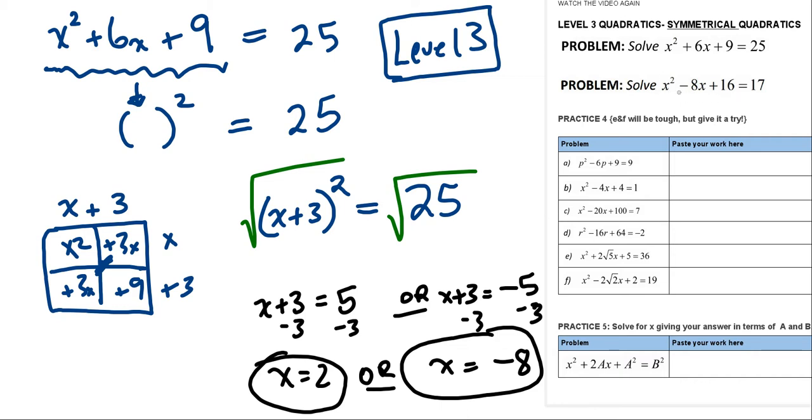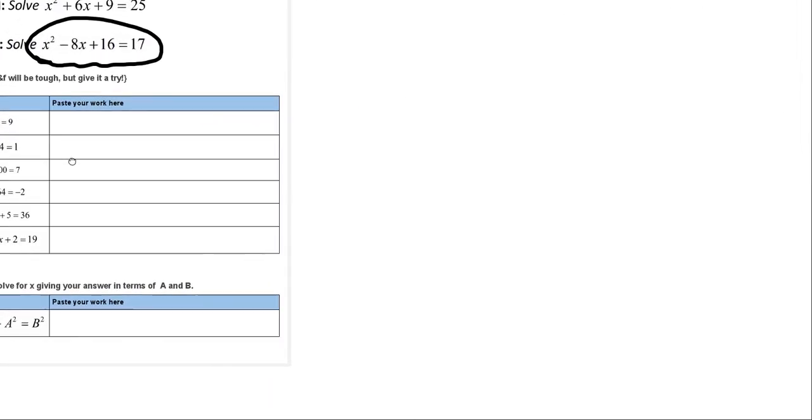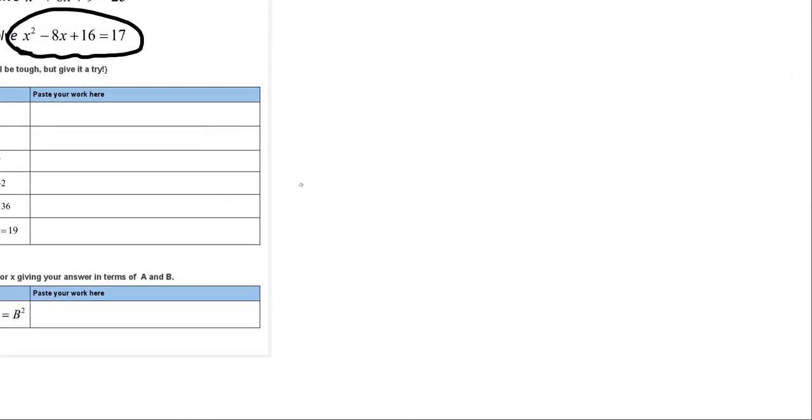Okay, let's go to this one here of x² - 8x + 16 = 17. This will be the last example for this lesson. I just gotta move over this way, I guess. Okay, I'll keep that up there, and I'm gonna write it out. x² - 8x + 16 = 17.